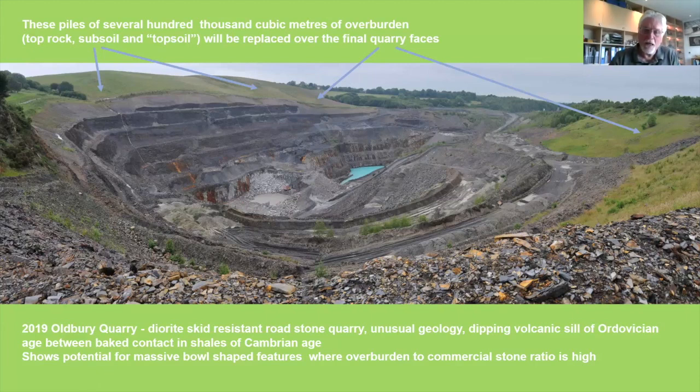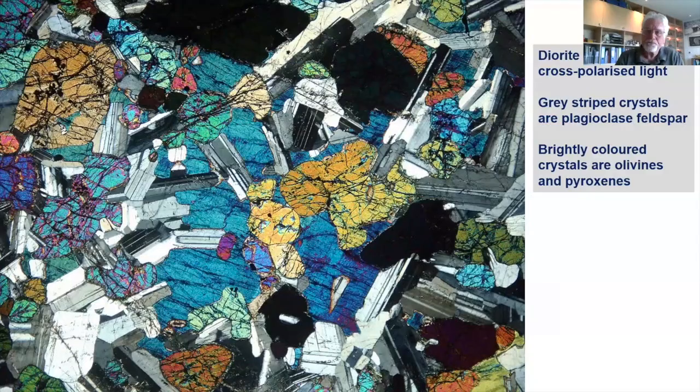So that's what it looked like. And keep an eye on this stuff here. This is the sort of overlying shale, also the overburden, and that's what we're going to be using for restoration.